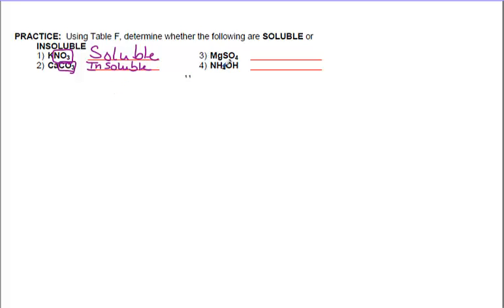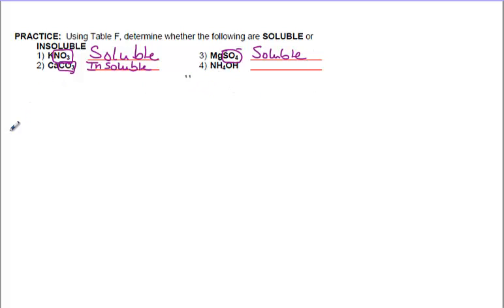Okay, number 3, back to Miss T. We've got magnesium sulfate. Which ion am I going to look for? Sulfate, the back ion right there. Sulfate is on the soluble side. It is paired with magnesium. We look at our exceptions, and it doesn't say anything about magnesium, so it is still soluble. Very good. Soluble.